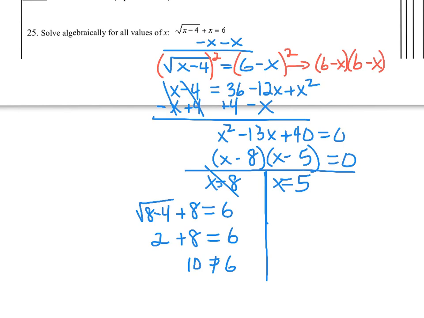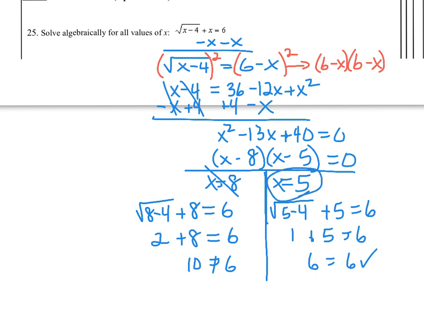Let's go over to the right side and do the same exact thing. Go back to the original equation, and now let's plug in 5 instead, everywhere we see an x. So the square root of 5 minus 4, plus 5, equals 6. Well, 5 minus 4 is 1, and the square root of 1 is 1. 1 plus 5 equals 6, and bingo, there we go. So our only solution is going to be 5.